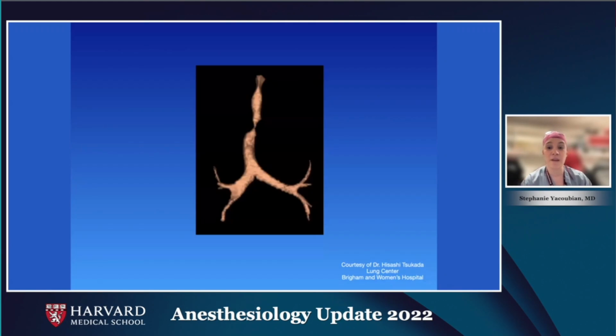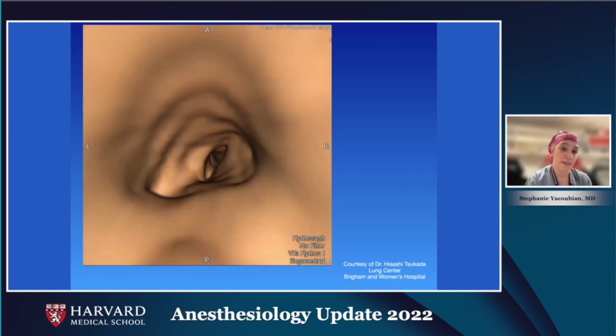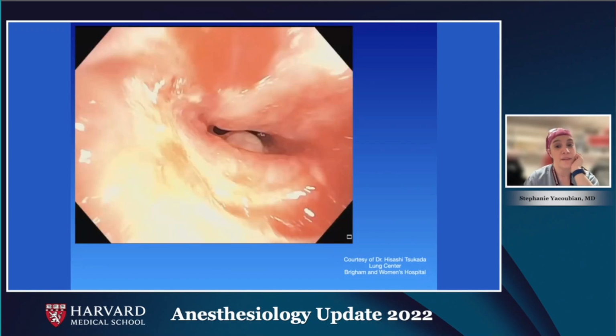Here is an image of a patient who has tracheal stenosis. It's a 3D reconstruction of their airway, and you can see how tight that airway is. This is a 3D reconstruction of the bronch. And this is the way that this patient's airway looked upon bronchoscopy.